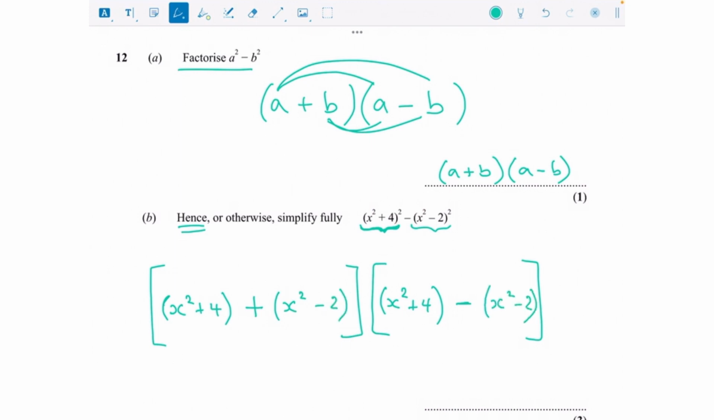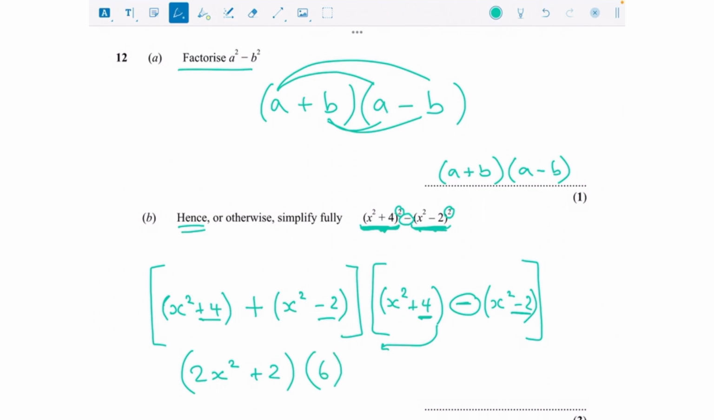Now, it's only because of these squares that we can do that. This squared and this squared, and we've got a minus in between. So then let's just sort these brackets out. In this bracket, I've got 2x squared, and then I've got plus 4 take away 2, so that's plus 2. And then in this bracket, I've got x squared take away x squared, which is just nothing. And then I've got 4 minus minus 2, which is 4 add 2, which is 6.